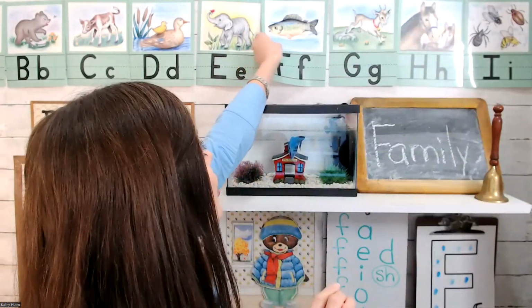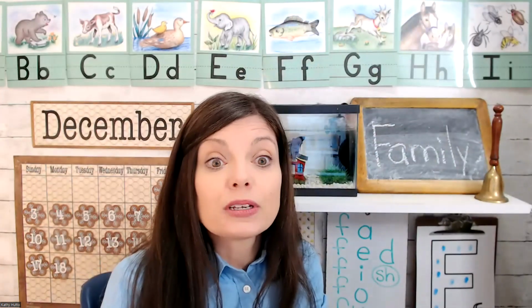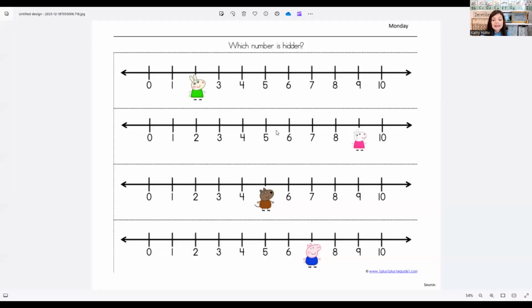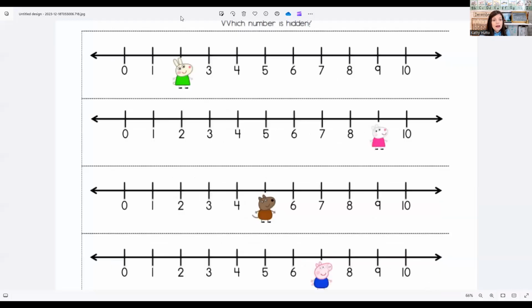And now it's time for math. For math today, we're going to be looking for missing numbers on the number line. I can see Peppa Pig's family and friends on this page. Uh-oh, they're hiding some of the numbers. So we're going to find out which number is hiding. Let's start right here at the beginning. 0, 1. Uh-oh, there's a missing number. What comes after 1 but before 3? 1, 2. 2 is the missing number.